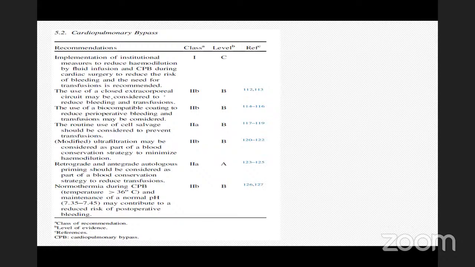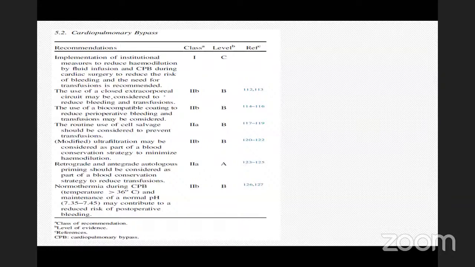The use of biocompatible coating to reduce perioperative bleeding and transfusion may be considered. This is class 2B, level B. The routine use of cell salvage should be considered to prevent transfusion. This is class 2A, level B. Modified ultrafiltration may be considered as a part of a blood conservation strategy to minimize hemodilution. It can be used. This is class 2B, level B.